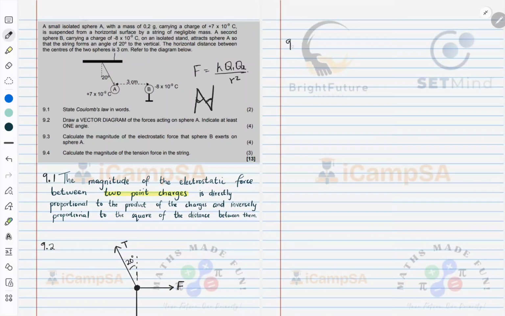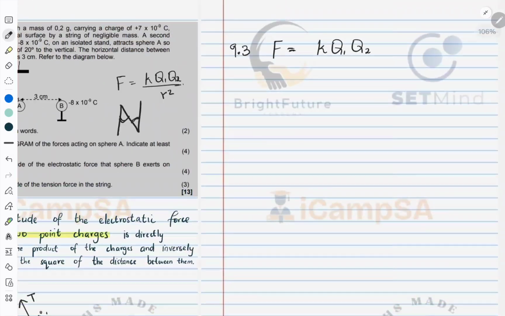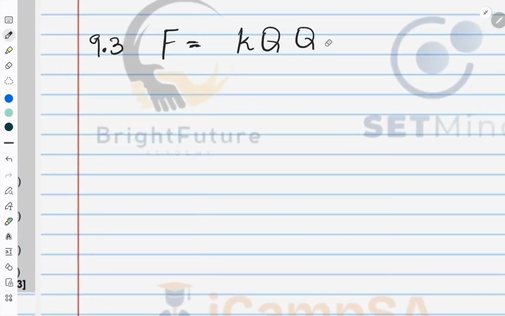Now let's go to 9.3. Calculate the magnitude of the electrostatic force that sphere B exerts on sphere A. We can find that. We know that the electrostatic force is equal to K Q1 Q2, or QA QB, all over R squared.